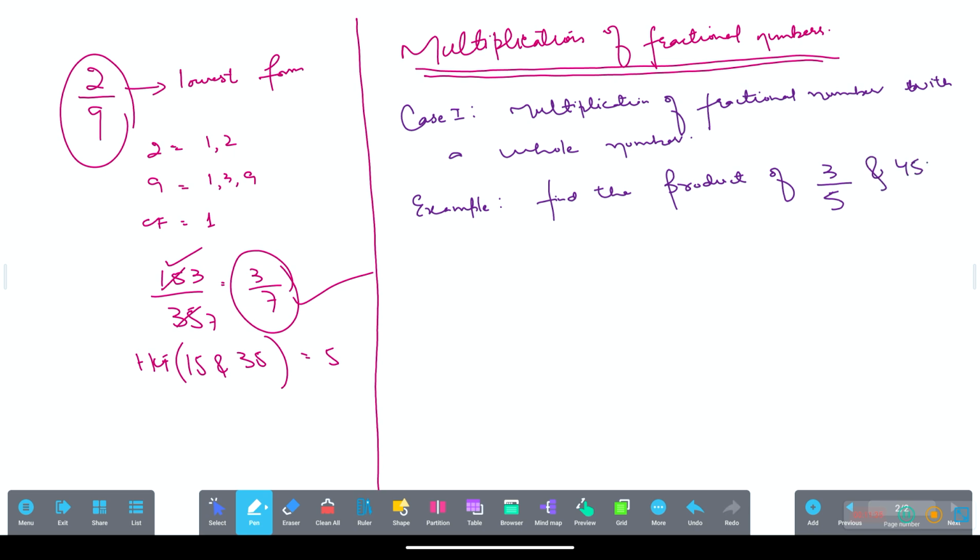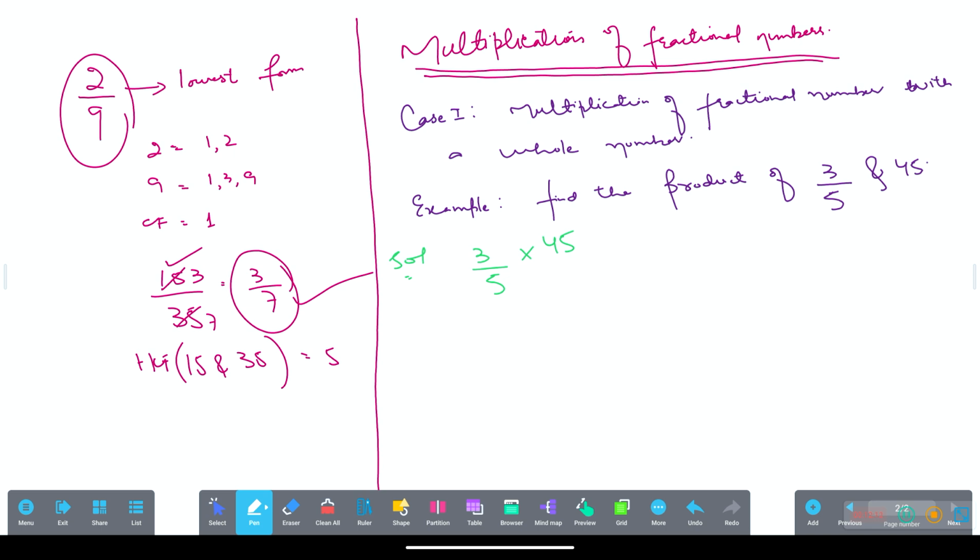Now I am writing the solution of the same. It's a very important topic, the basics of maths, so you will learn how to calculate things as well. The product means I have to find 3 by 5 multiplied by 45. Now have a look here. 3 by 5, we know, is a fraction. 45, I've told you last time, even a whole number itself can be put in the form A by B.